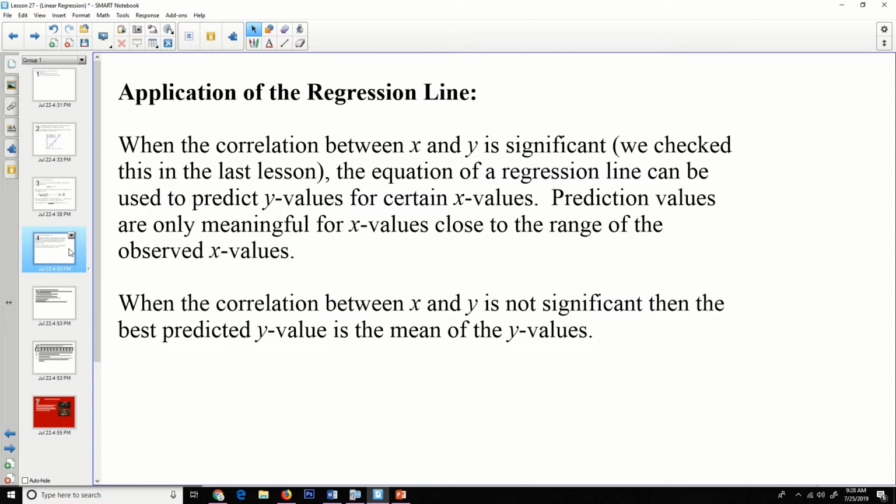Application of the regression line. When correlation between x and y is significant, which we checked in the last lesson, the equation for the regression line can be used to predict y values for certain x values. Prediction values are only meaningful for x values close to the range of the observed x values. And again, when we say close, that's kind of a vague term, and that's really going to depend on the situation. When the correlation between x and y is not significant, then the best predicted y value is always going to be the mean of the y values.